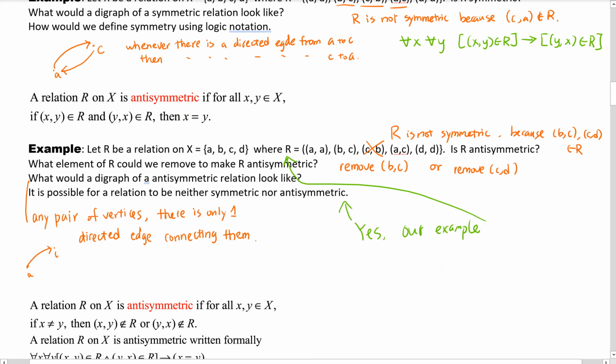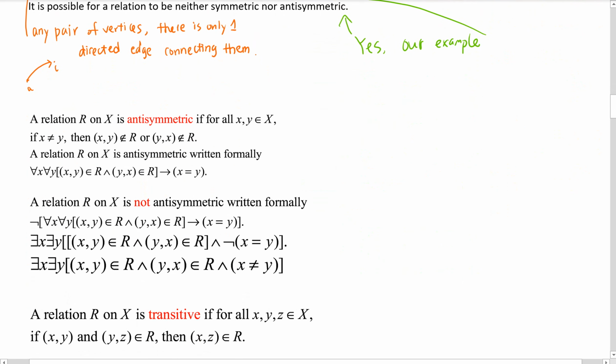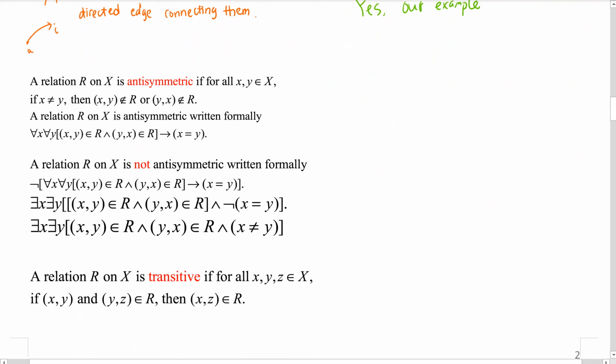Okay, let's continue. A relation R on X is anti-symmetric if for all x, y, if x is not equal to y, then (x,y) is not in R, or (y,x) is not in R. That is a relation R on X being anti-symmetric, written formally.